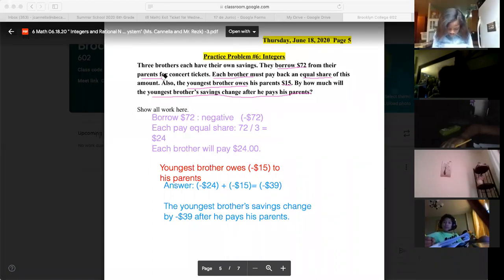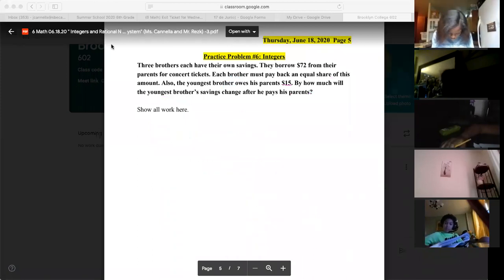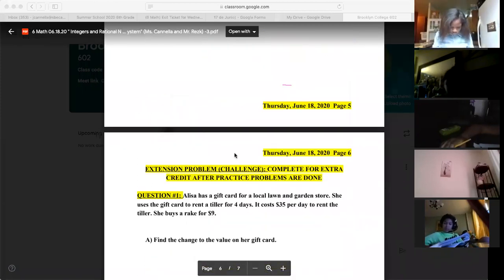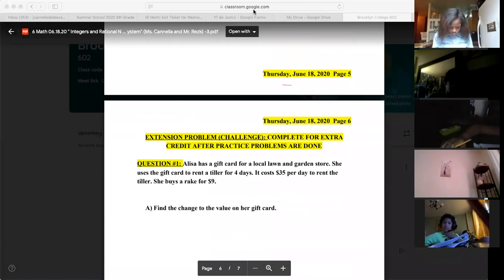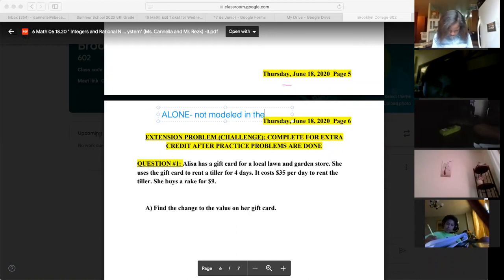Get what you missed. So just to clarify, the next page, I'm going to write on it, and you're going to write what I write. On this page, you are expected to do this on your own. So this is alone, not modeled in the class, because it is extra credit. EC is extra credit.